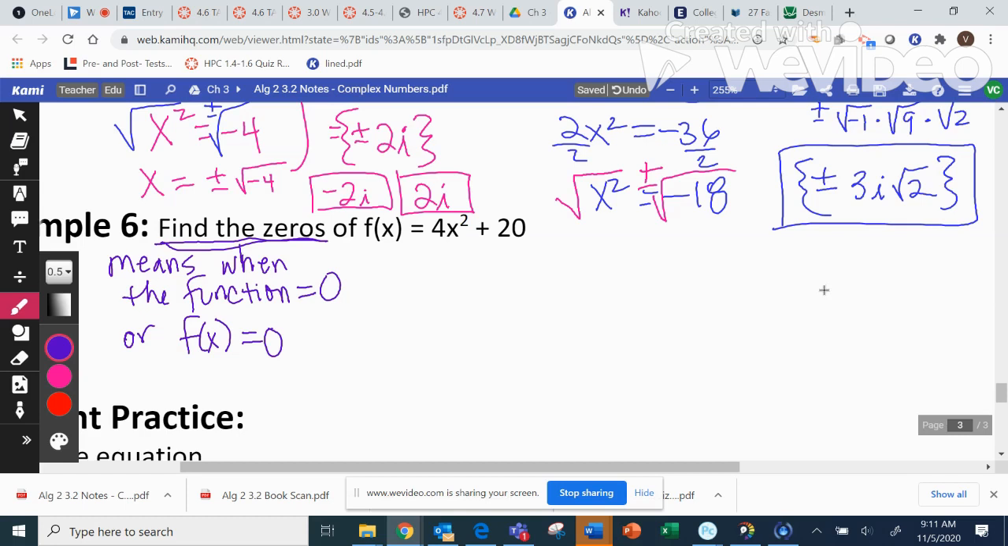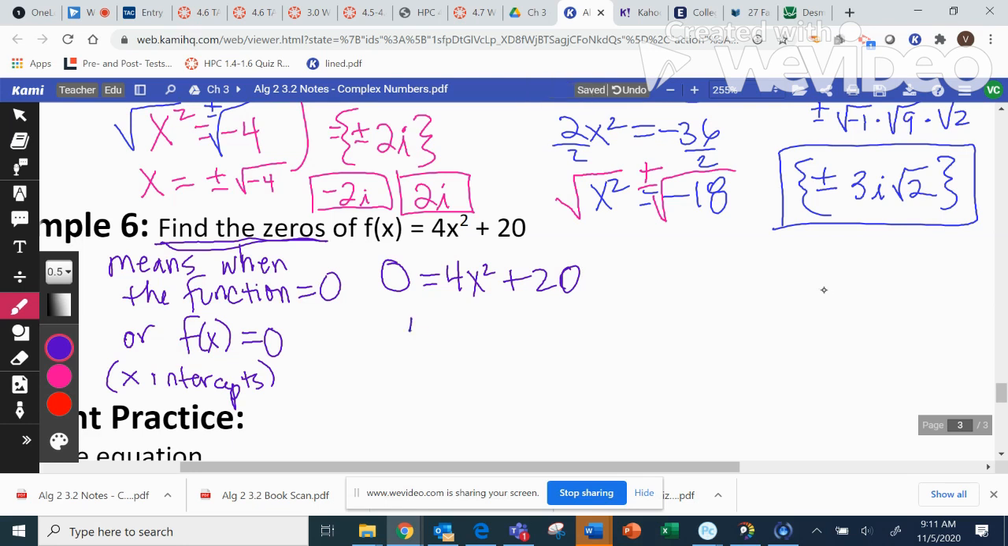So finding the zeros means to find when the function is equal to 0, which on the graph would be the x-intercepts, because the y value would be 0, or the f of x. So all you have to do for this is write 0 equals 4x squared plus 20. Oops, that's a 12. So I'm going to solve this.